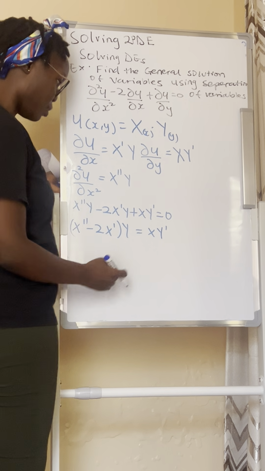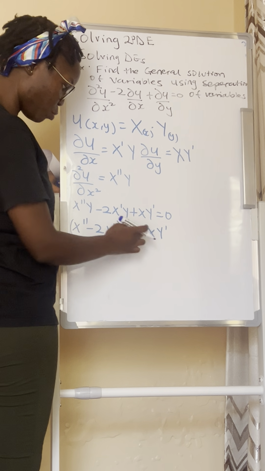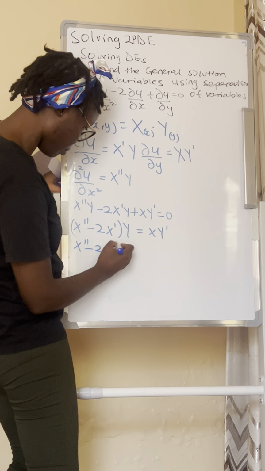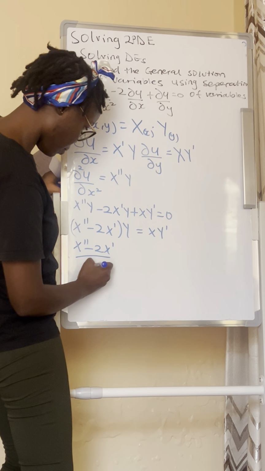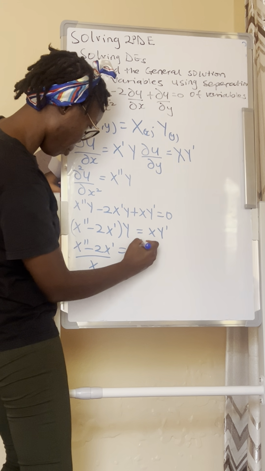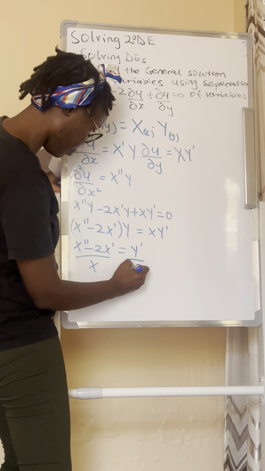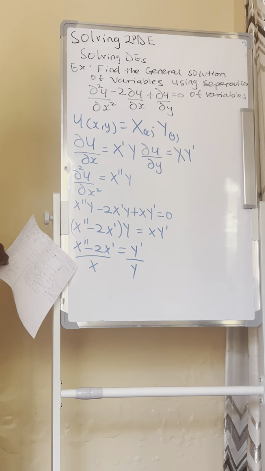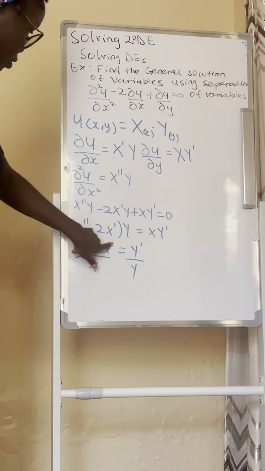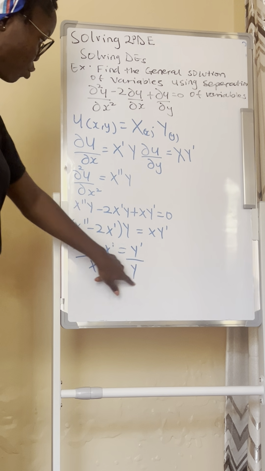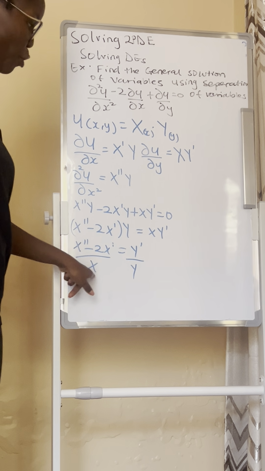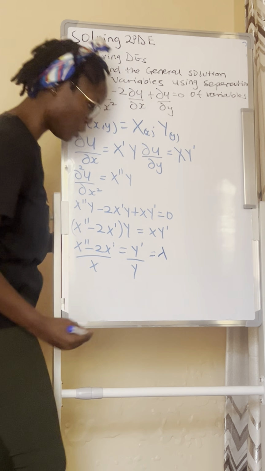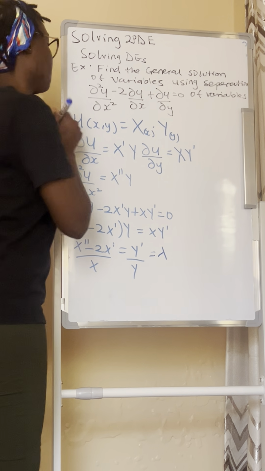Okay, when we separate x to bring it to this side and y to the other side, we come up with x double prime minus 2x prime over x is equal to y prime over y. Now, for this expression to be true, all this is a function of x and all this is a function of y. So for them to be equal, they can only be equal if they're equal to a what? A constant, lambda. Let's never forget this.